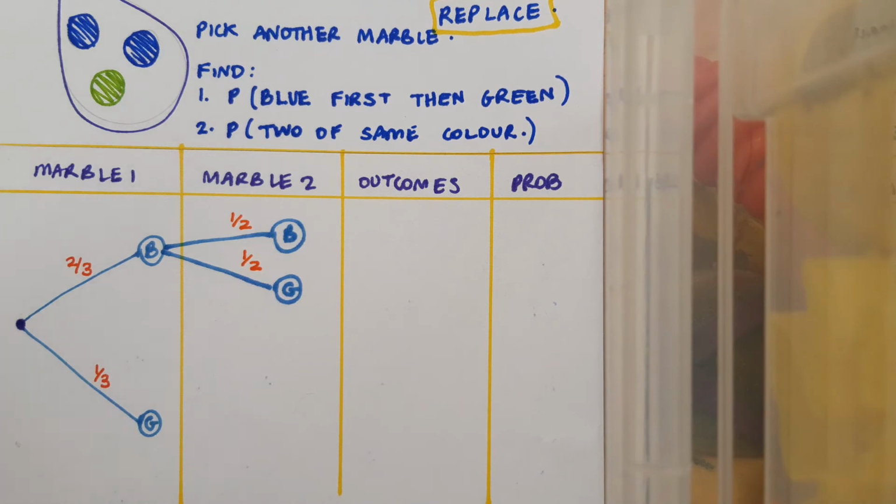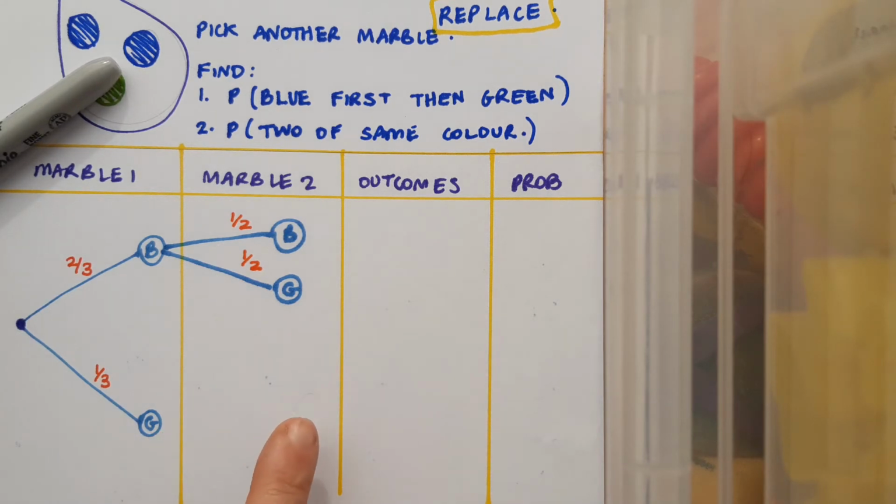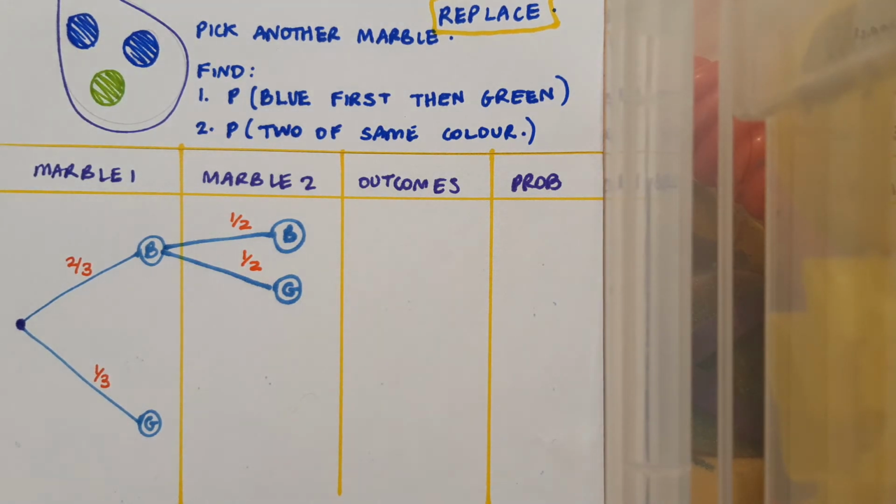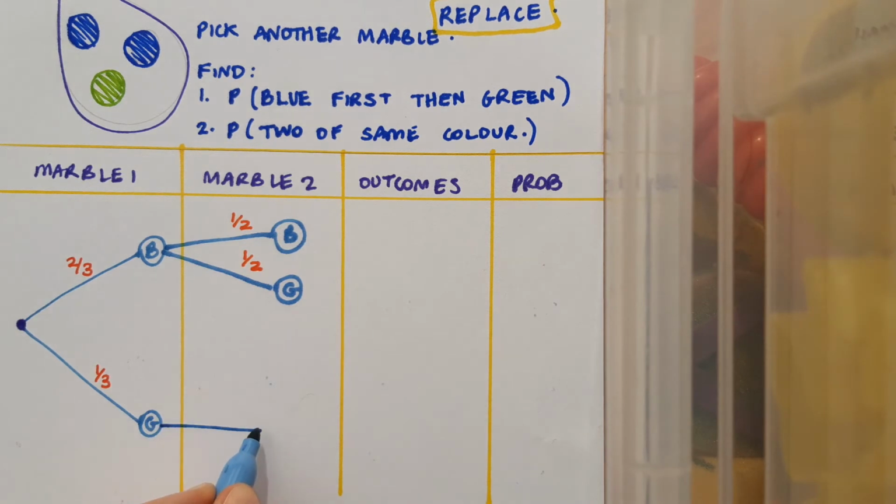So now, what would happen if I had selected a green first? Well, if I selected a green marble first, I took it out and I discarded it, so there's no green marbles left. So when I go to draw my branch into my marble 2 column, I'm only going to have to draw one branch because I don't have to draw one in for the green. Green couldn't happen. So if I picked green first, I could only pick blue second.